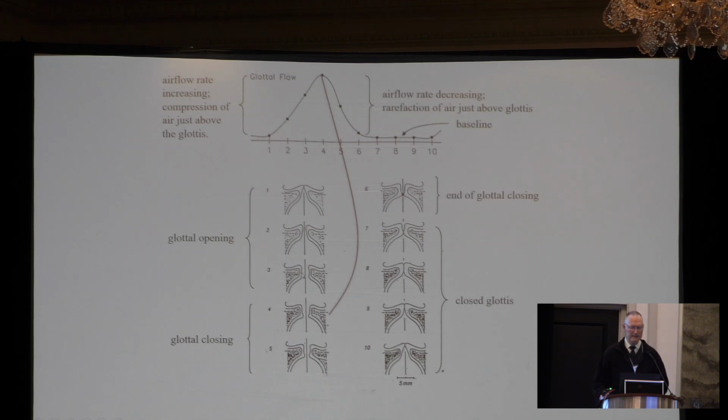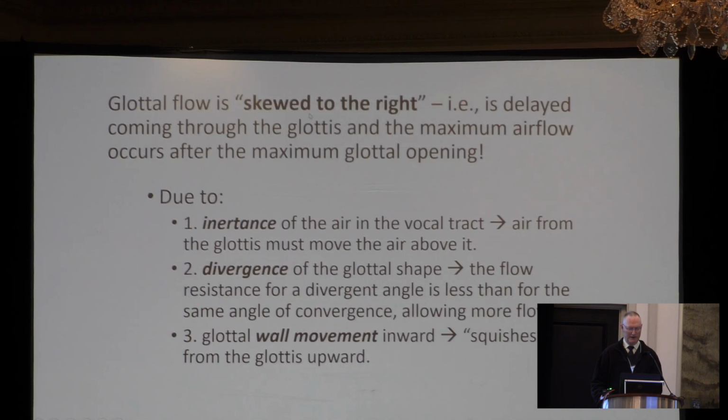Now the flow peak comes after the glottal area peak, and we sometimes refer to that as skewing, skewing to the right. So what happens here? We have the maximum flow here with a divergent glottis. The highest airflow coming through the glottis doesn't happen until the folds turn around a little bit. And what accounts for the skewing? The basic reason is the divergence, skewing to the right.